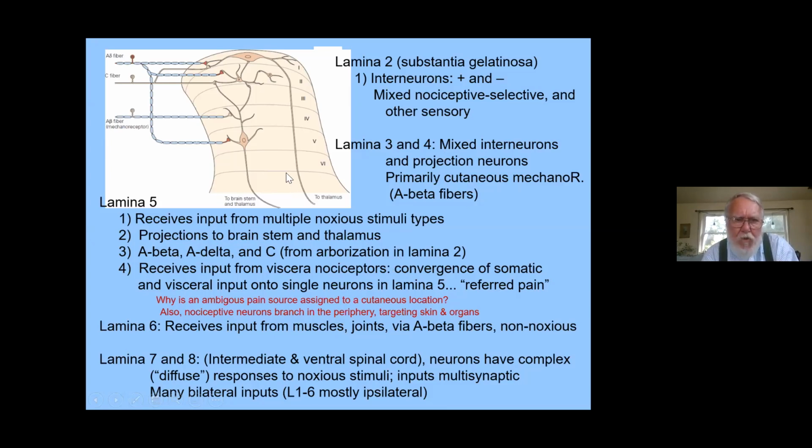And lamina 6, of course, is going to be playing a role with the nucleus of Clarke. And of course, what the nucleus of Clarke is going to be doing is sending in cerebellar input. So of course, these inputs from muscles and joints and whatever are telling us about the positional sense of the organism, something that the cerebellum basically needs to operate. Then you can see lamina 8 and 9 having diffuse responses and multisynaptic inputs there.